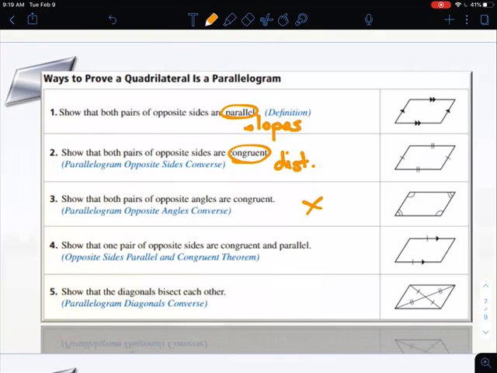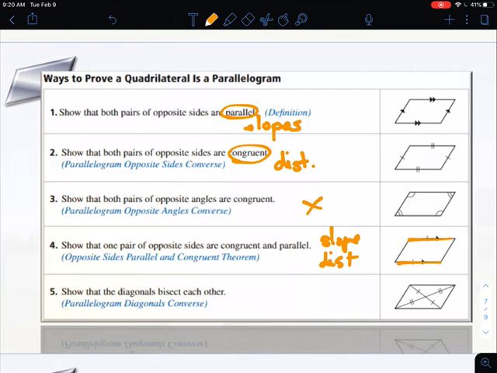Or show both pairs of opposite angles are congruent. Now that one is going to be tough in the coordinate plane, so this is one we're probably not going to use with that type of problem. Showing one side or one pair of sides are congruent and parallel would be both slope and distance.